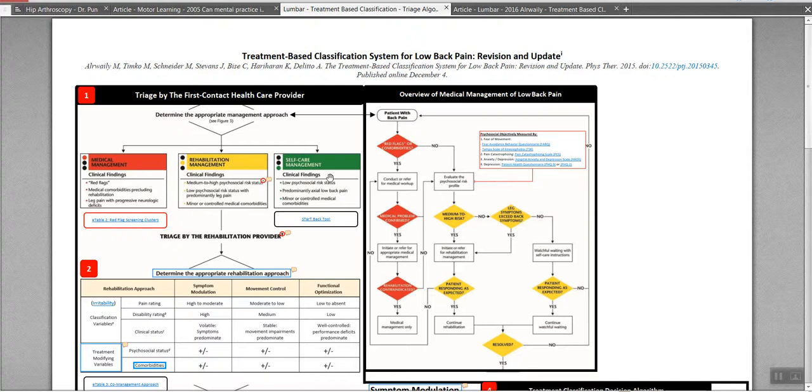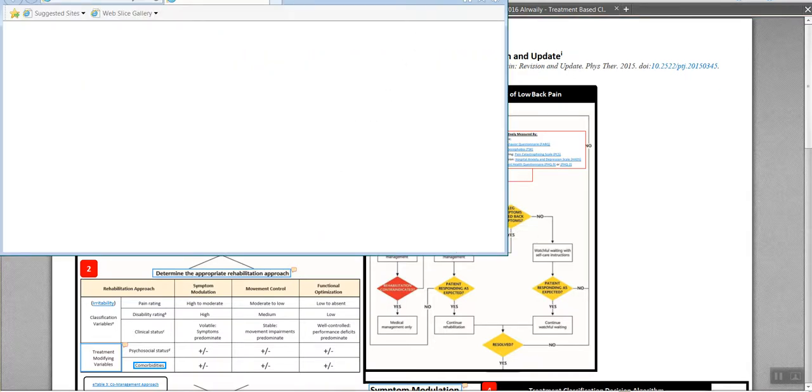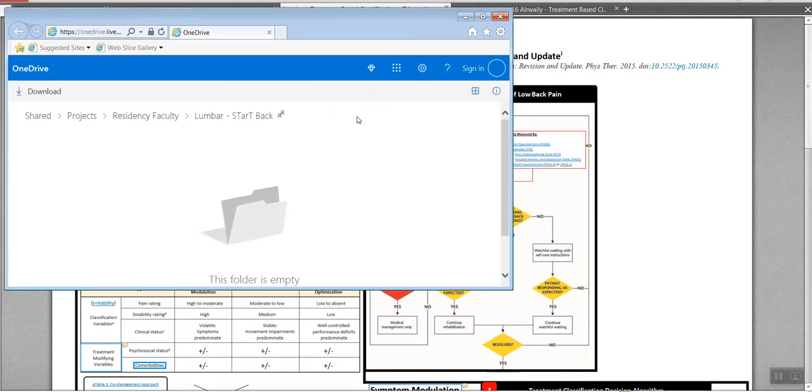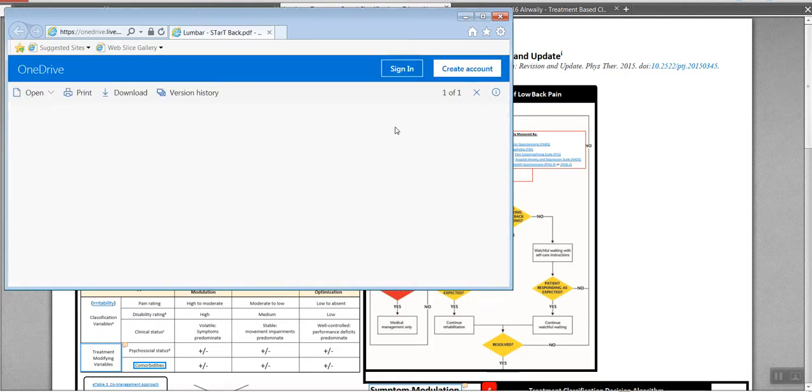So individuals that have low psychosocial risk factors, predominantly axial low back pain, and minor or controlled medical comorbidities. These individuals can be identified using the STarT Back tool. The STarT Back tool is hyperlinked here, so you simply click on this, and this will open up a window that will take you to the STarT Back. If you're not otherwise familiar with it, I'll show it to you in a moment.